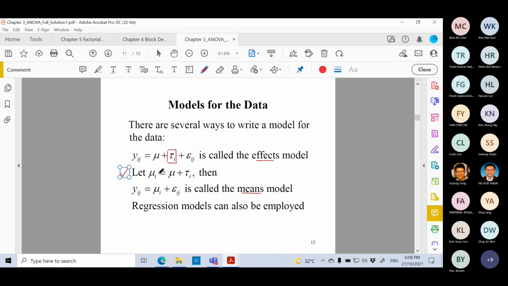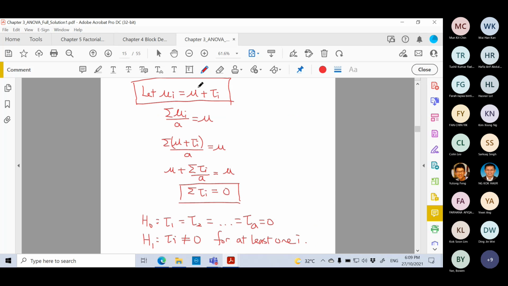We represent mu plus tau i is equal to mu i. So tau i stands for the effect of them. If you observe it, if all the means are equal, you sum out all the mu i divided by a, because you have a levels of the mean, they will equal the overall mean. So from here, we can get the summation of tau i will be equal to 0. So tau i stands for the effect from each treatment.